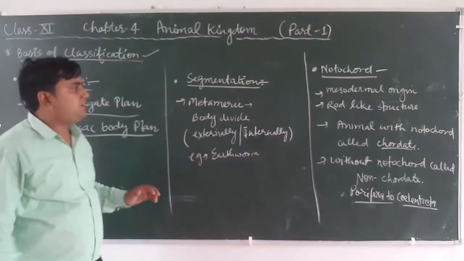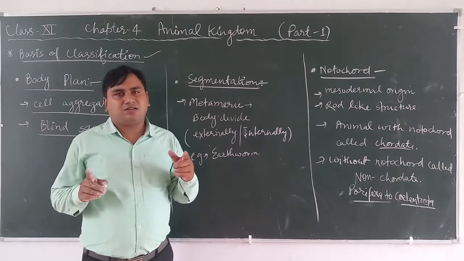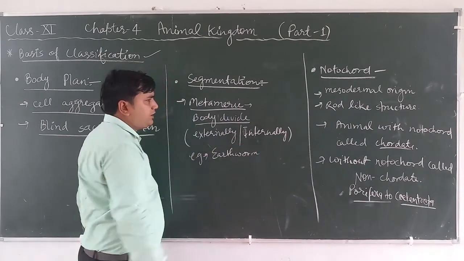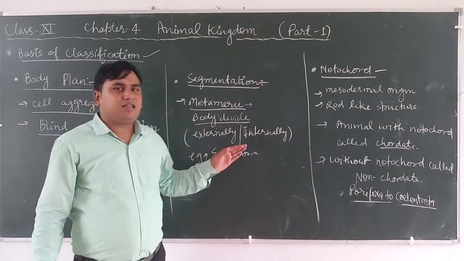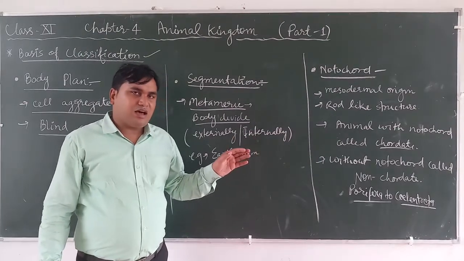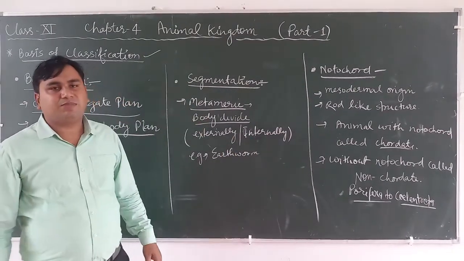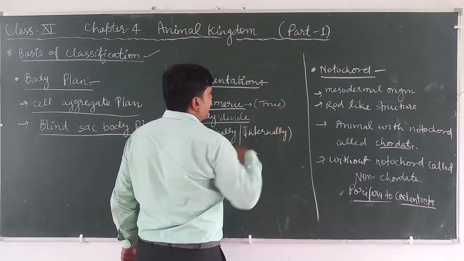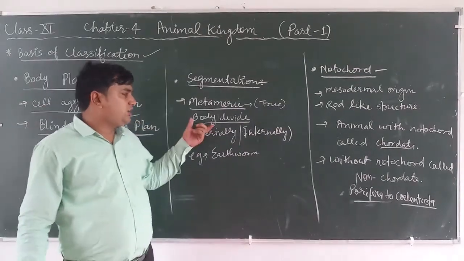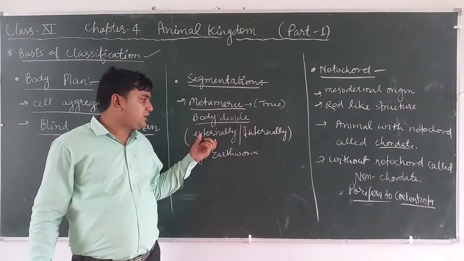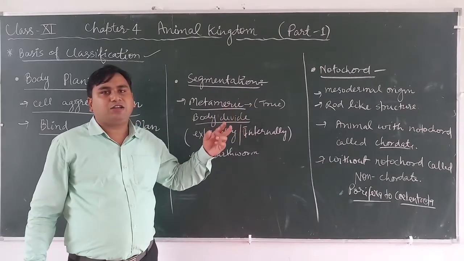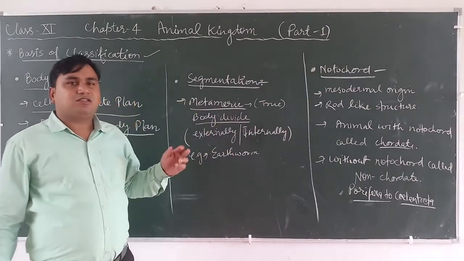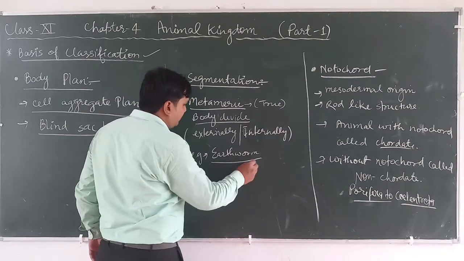Next one is the segmentation. Segmentation means division. When body part is divided externally and internally in any organism by repetition of pattern, it is called metameric segmentation. This metameric segmentation is also called true segmentation. Once again, when body of an animal is divided externally or internally into parts with repetition of their pattern, it is called metameric segmentation. This is generally shown in the earthworm.